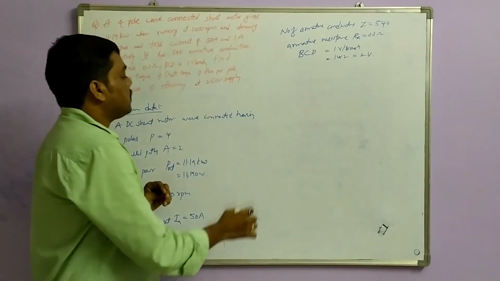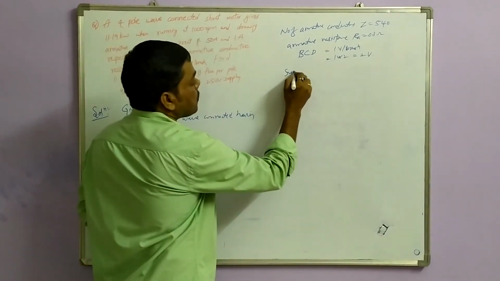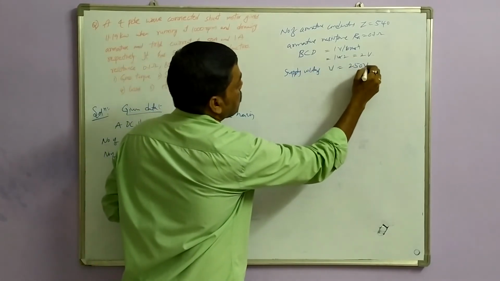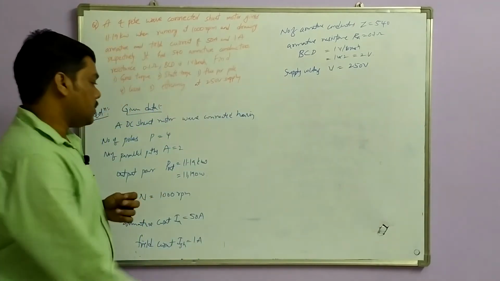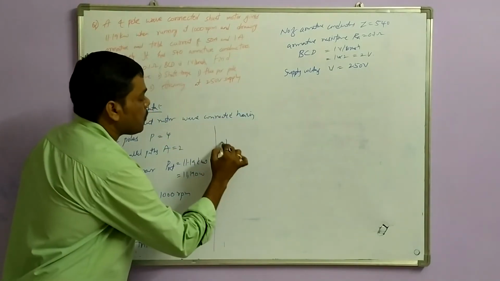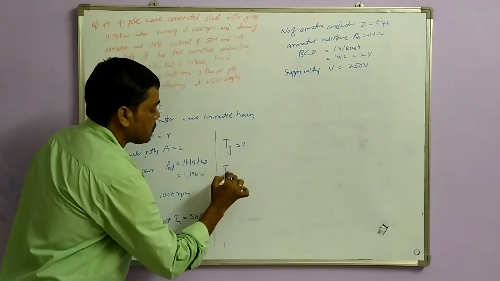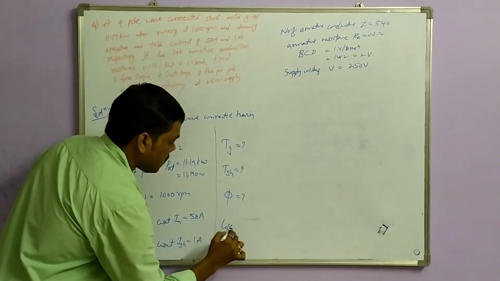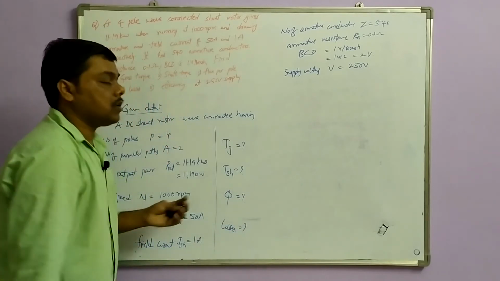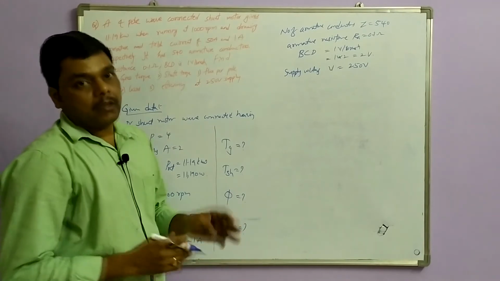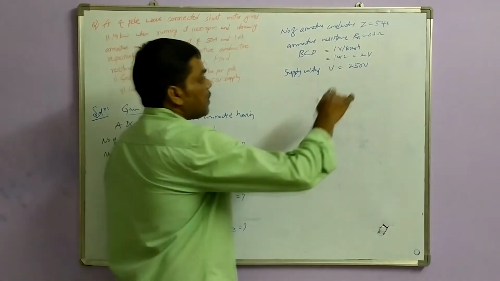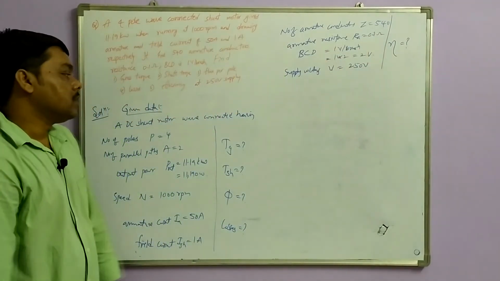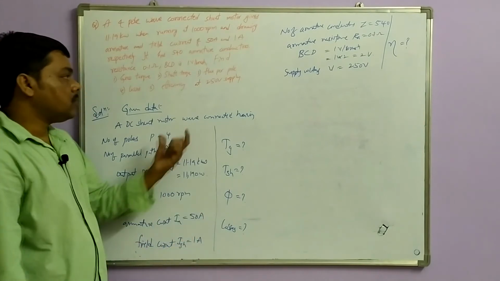The supply voltage is also given. What is the supply voltage? V is equal to 250 volts. Now we will calculate gross torque, shaft torque and flux per pole, and also the losses, that means copper losses, iron losses and mechanical losses, and also efficiency. Let us see how we are going to calculate all the parameters.